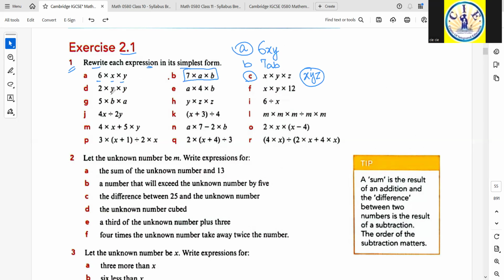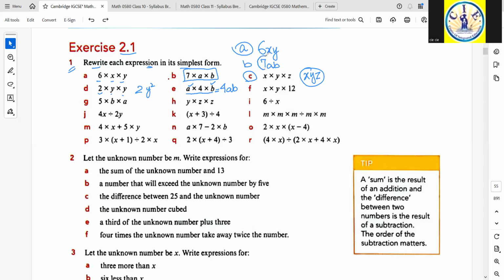Okay. Now y being multiplied with itself, so that would be y squared, and the number 2 being multiplied with it, so it is 2y squared. Now in this case, a times 4 times b. So it is a convention to write down the constant number which is being multiplied or divided with a variable first, which is known as the coefficient. So the coefficient in this case is 4, and the variables are a and b, so we would write it 4ab.